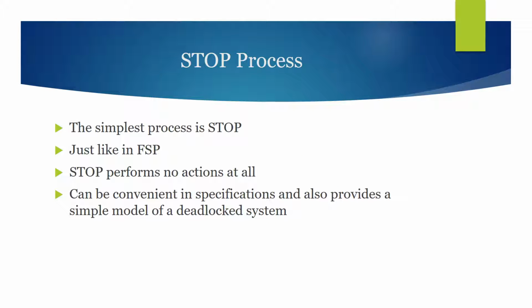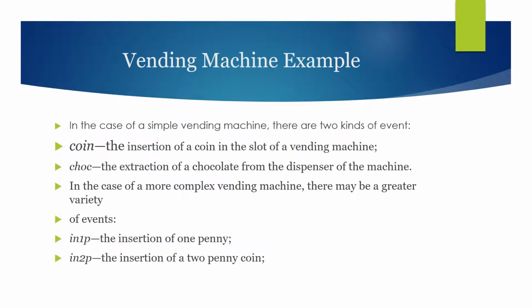And then there's another process called the stop process. Now what is a stop process? The simplest of the processes is the stop process. Once the event is completed, it comes to an end. That process is called stop, just like in FSP. Stop performs no action. It is like a dead end. It can be convenient in specification and also provides a simple model for a deadlock system. So with the stop process, anyone can know that this is the last step in the process. Once there is stop, there won't be any next event going to take place.